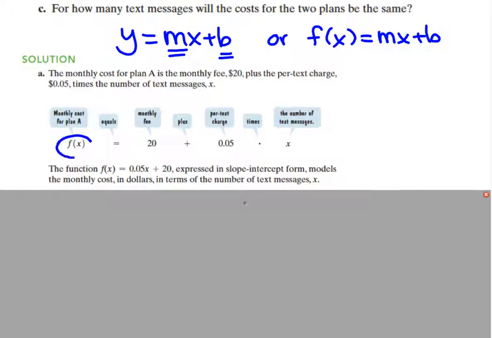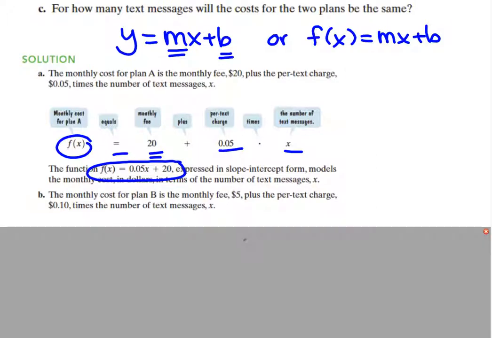Here is your function equal to the original amount, 20, plus 0.05 times x. If you simplify that function, f of x equals 0.05x plus 20, written in slope-intercept form. x is going to represent the number of text messages. f of x will represent how much you pay per month.